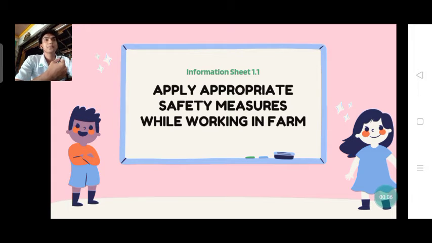So, for our continuation of our discussion for today, we discussed the letter C, which is lesson wrapper, and also all about applying safety measures in farm operation. For information sheet 1.1, applying appropriate safety measures while working in farm.